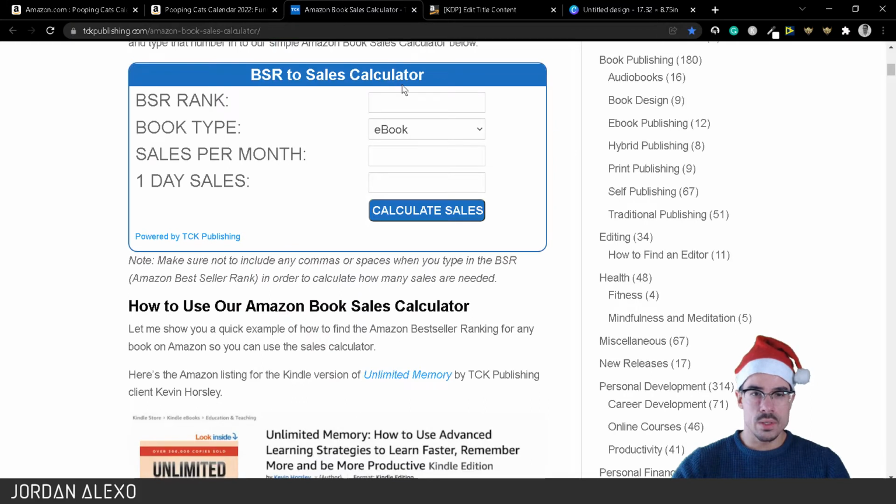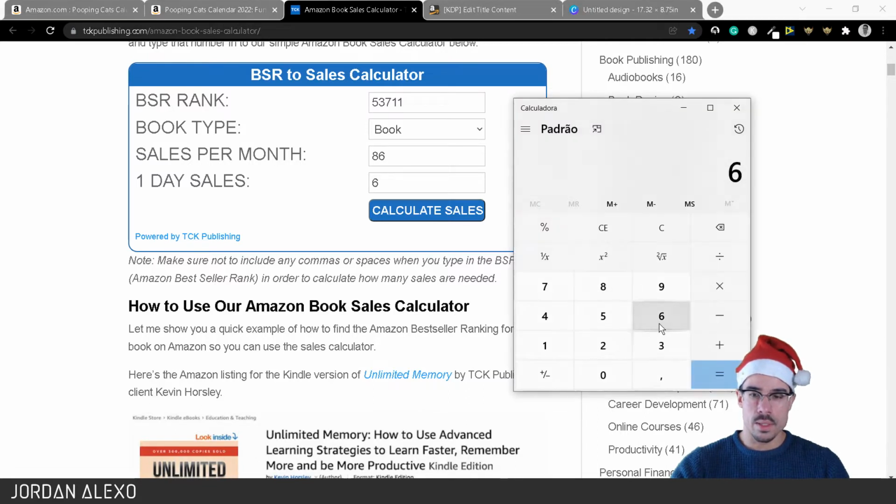This is something that you can do in just a few minutes. I'm going over here to the calculator to calculate this. You can see this is selling 6 copies each day. That is pretty good. Now, 6 copies each day, multiplied by 30, is 180 copies as an estimate per month, which is pretty good.